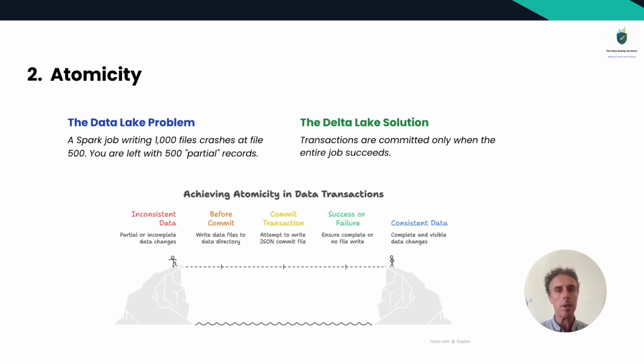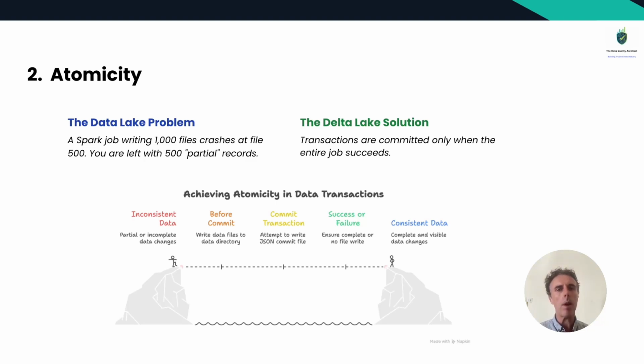So let's look at a further example, and the one on the screen here. So imagine in a standard data lake, a Spark job writing 1,000 files crashes at file 500, and you're left with 500 partial records. Downstream jobs read this zombie data, leading to incorrect reports, which we don't want. The Delta solution is atomicity. And the key mechanism for atomicity is the transaction log, which acts as a single source of truth for the table state. So let's go through the stages of that life cycle.